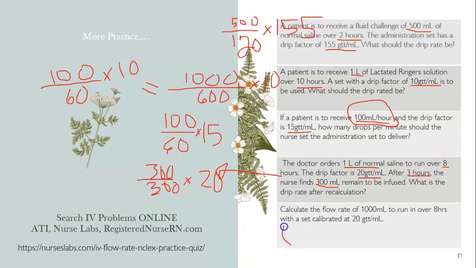But anyway, this one, 1,000 over 8 hours. 8 times 60, 480, right? Do the math, and then times that by 20. That'll set it up for you.